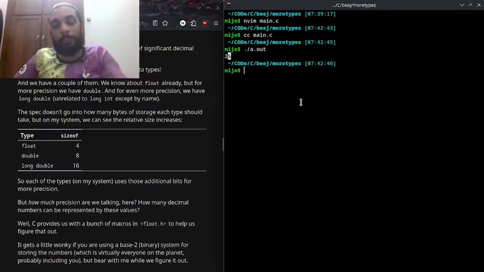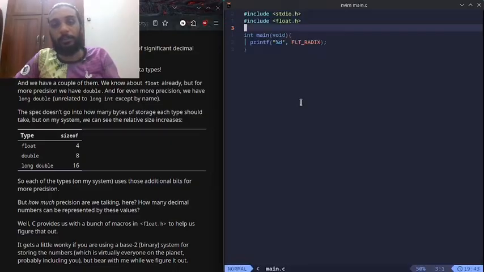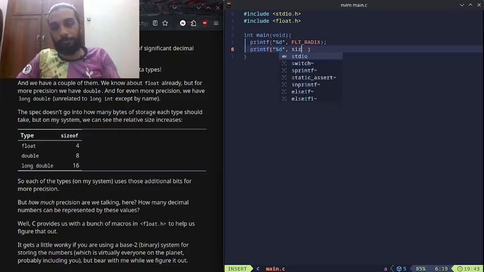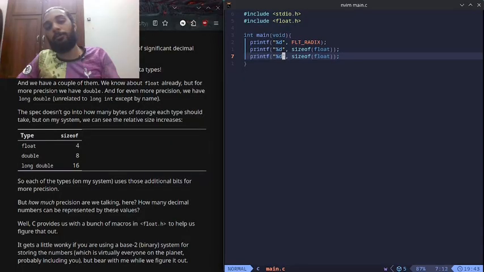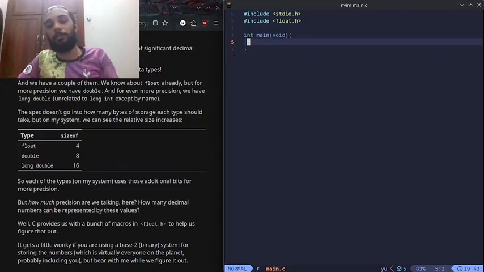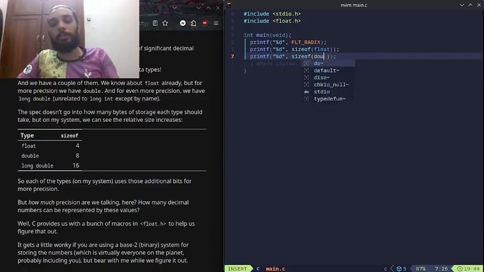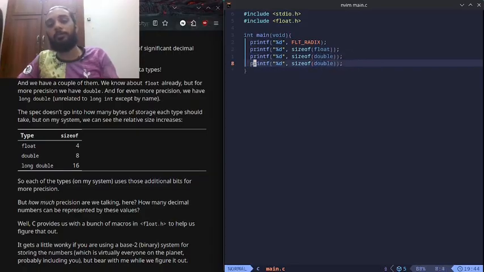So yeah, we can print that out in main.c with printf the size of, first we can do float, then double, and long double.